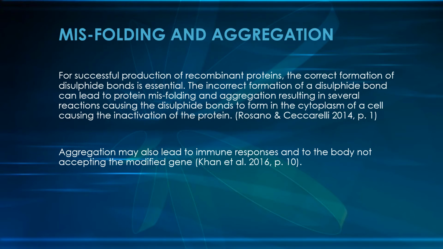If the disulfide bond forms in the cytoplasm, this can cause an inactivation of the proteins. Along with this, aggregation can also lead to an immune response, resulting in the body not accepting the modified gene. This will lead to future problems in developing new recombinant proteins.